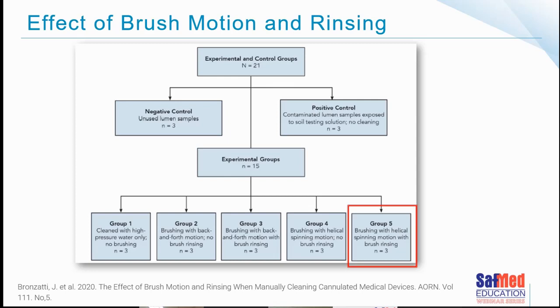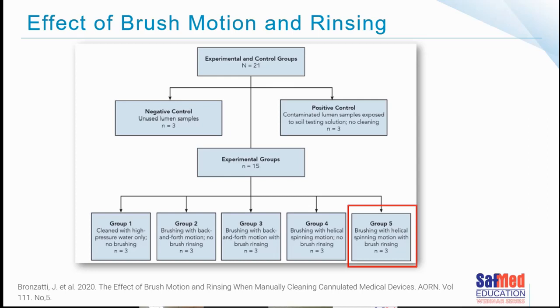So they then cleaned the 15 brushes using 5 different cleaning methodologies. The whole idea at the end of the day was to establish which method of cleaning, which technique, was the most effective. So they began with group 1, where they cleaned the inoculated clear catheters only by using high pressure water. In group 2, they cleaned by using a back and forth cleaning motion, but without rinsing the brush.